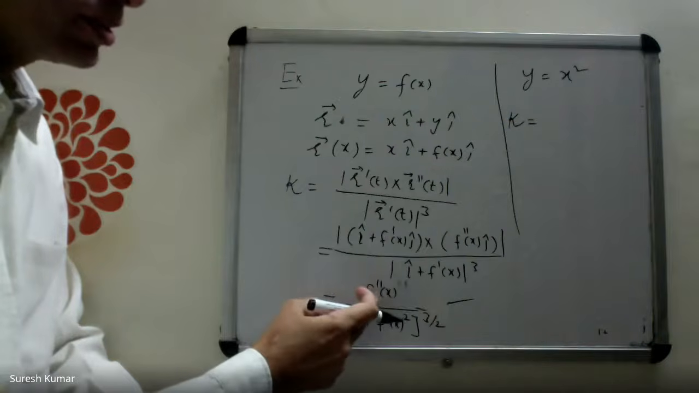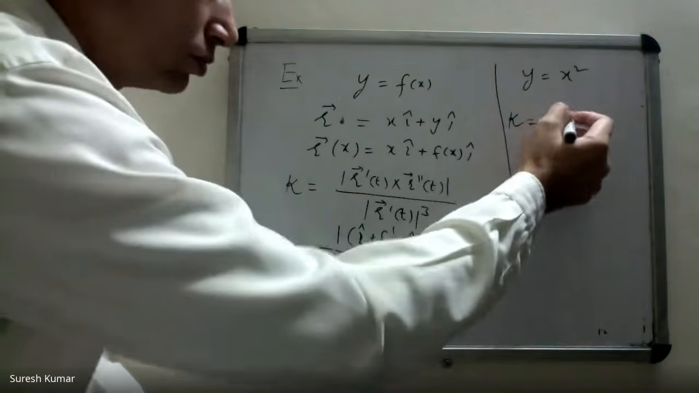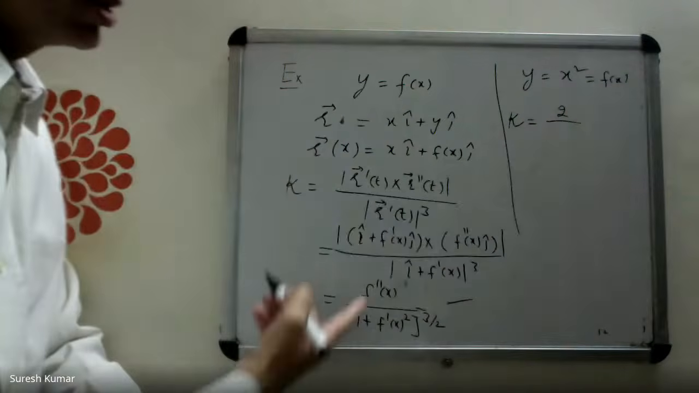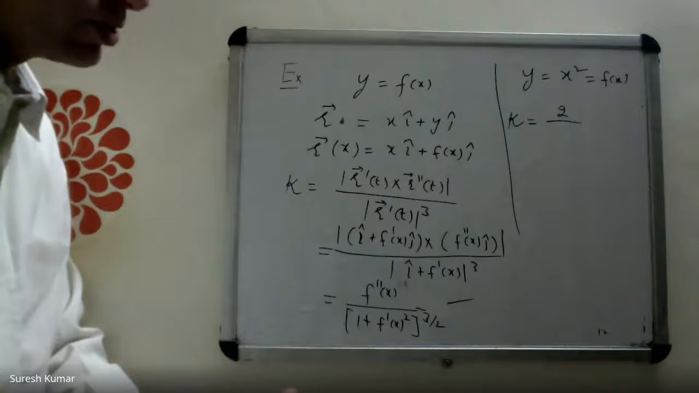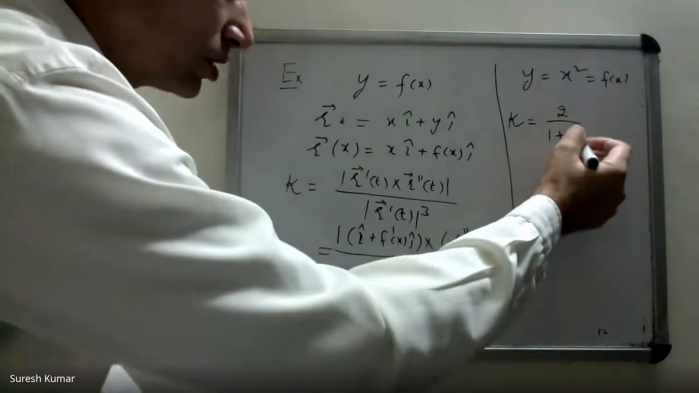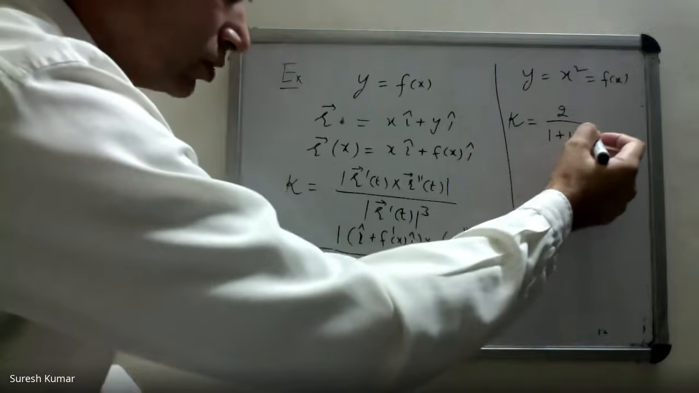F double prime x, that means 2. This is f x. Or you can write it as the second derivative of y with respect to x. What is f double prime x? 2 divided by (1 plus 4x square) whole power 3 by 2.